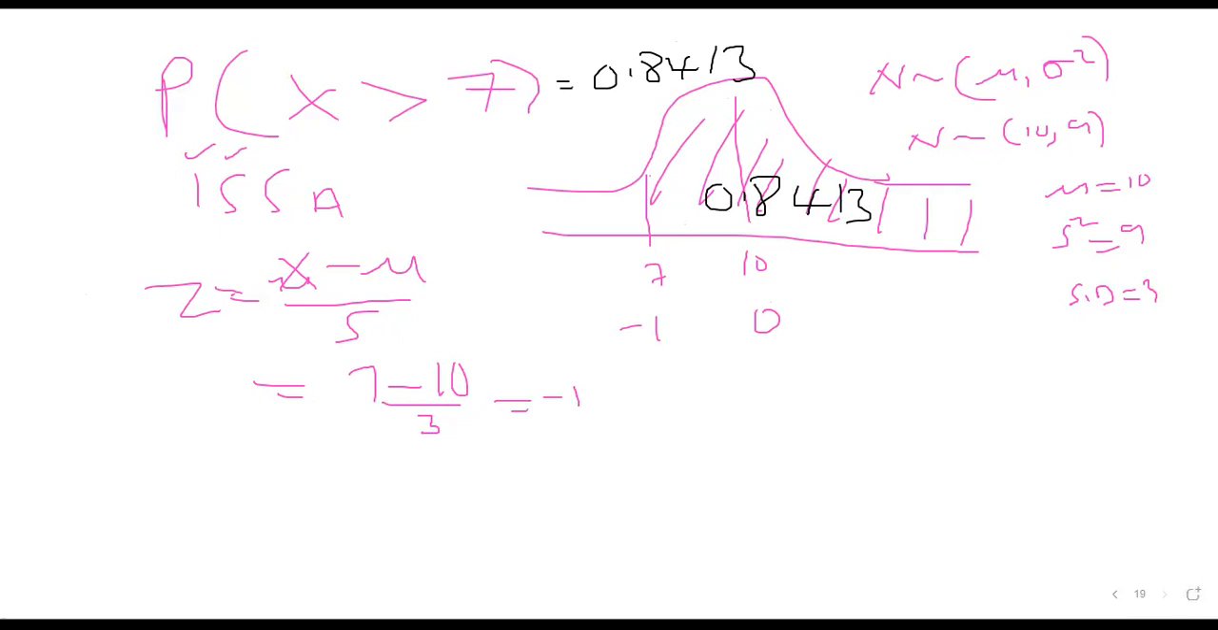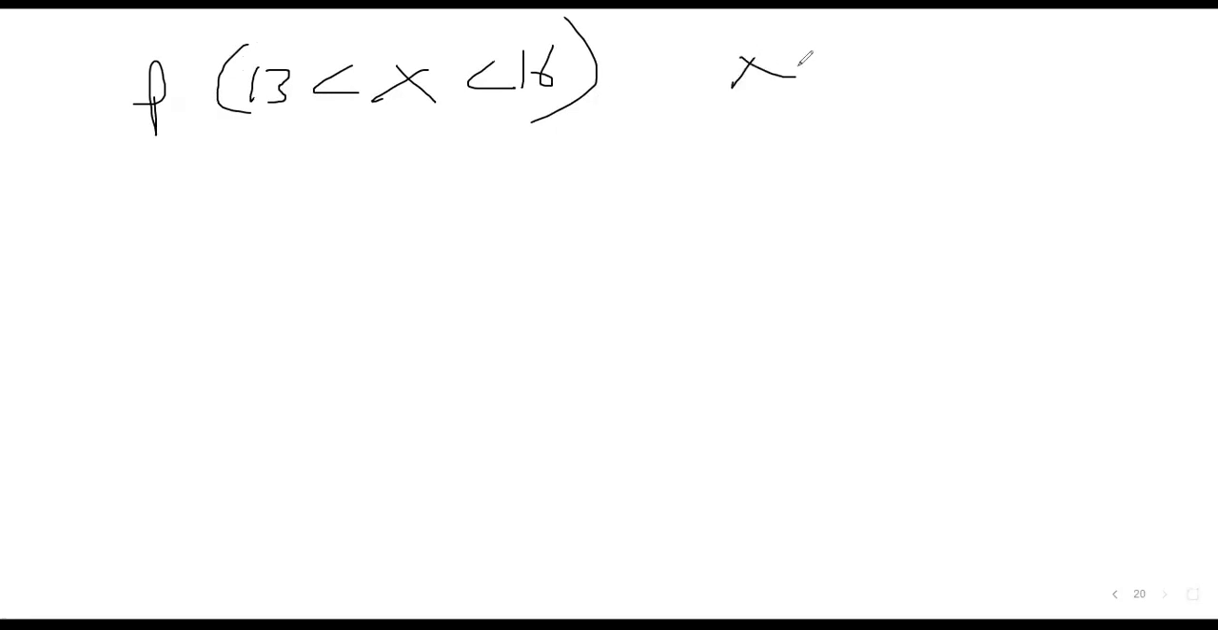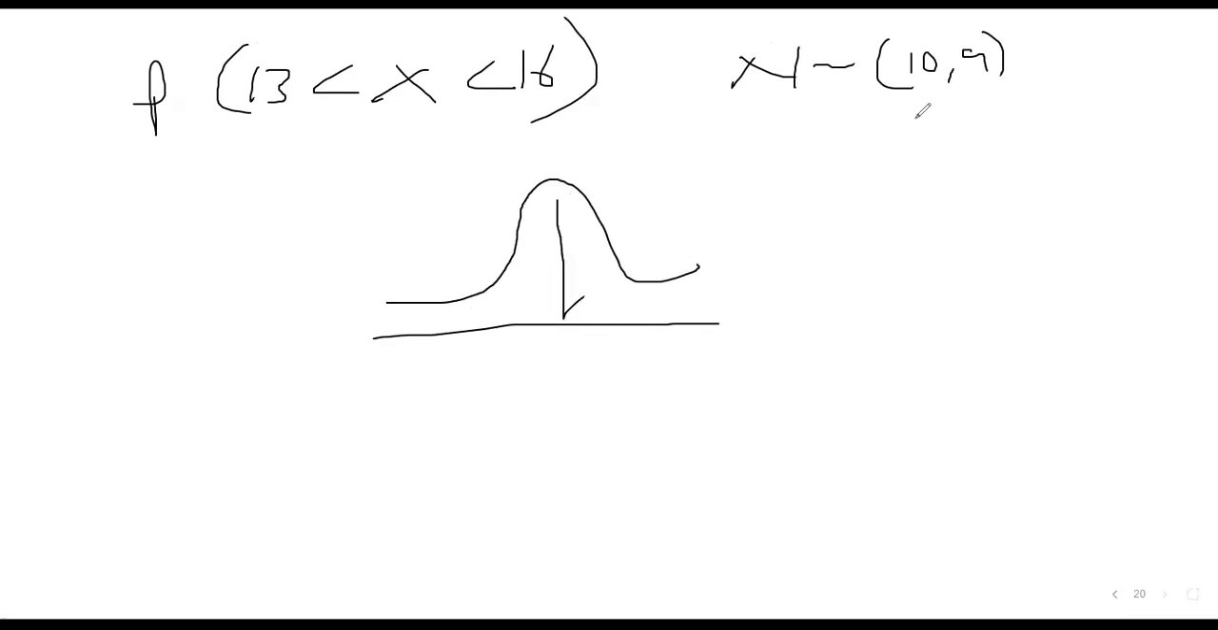Similarly, sometimes we may also be given intervals. We're told to find the values of Z between 13 and 16. So our notation has come in as N(10, 9). So we know that our mean is 10 and our standard deviation is 3. Because this is the mean, this is the variance, and the square root of the variance is the standard deviation. So between 13 and 16, 13 is here, 16 is there.